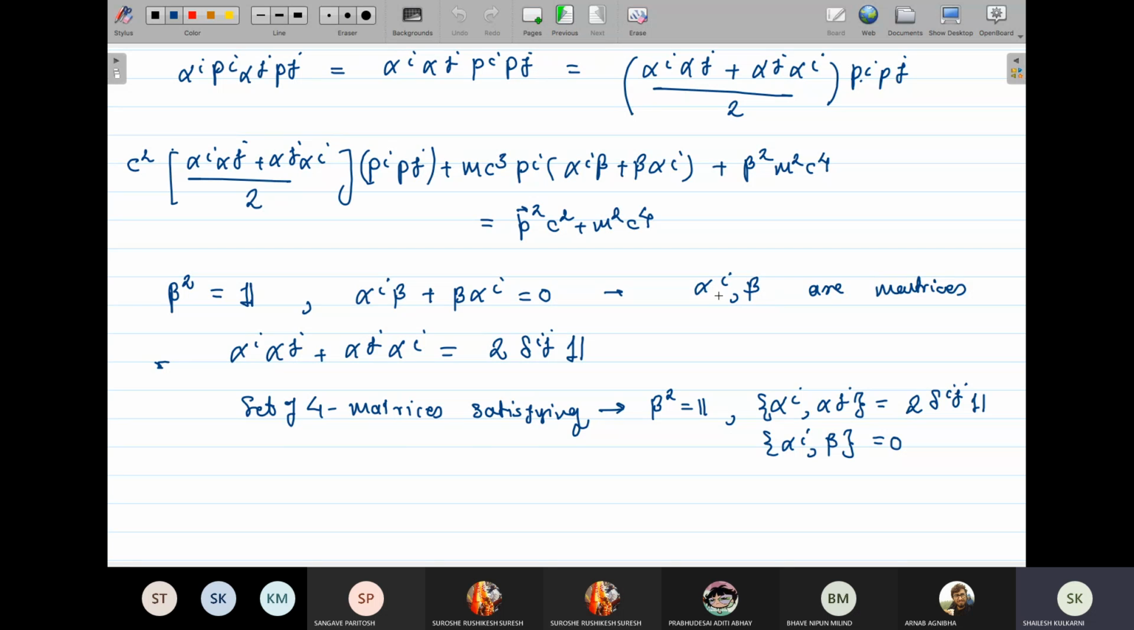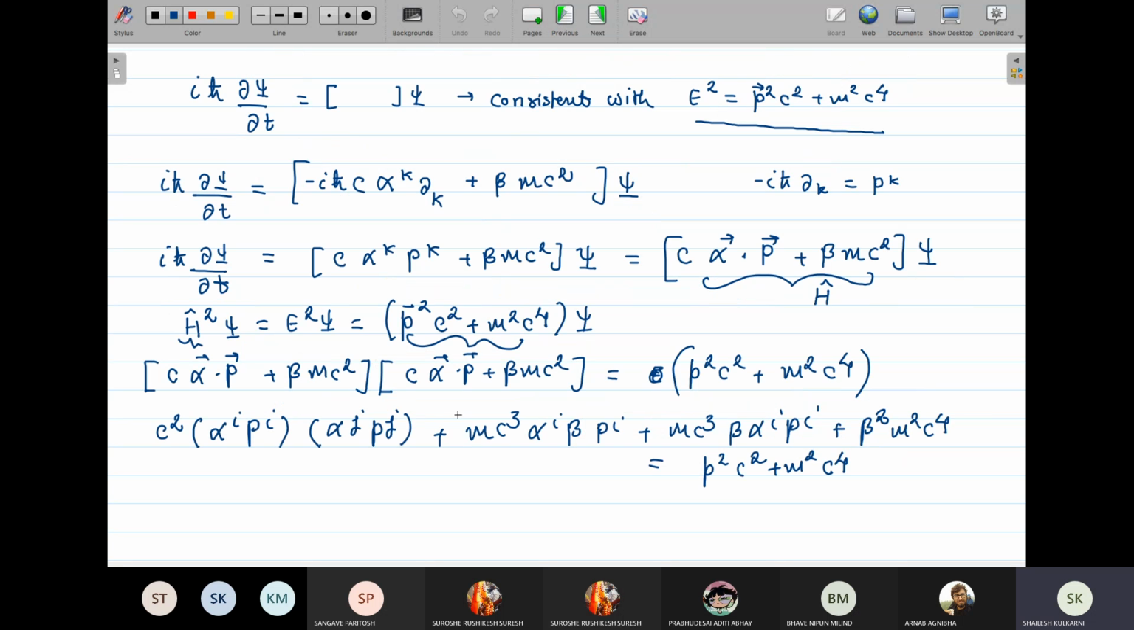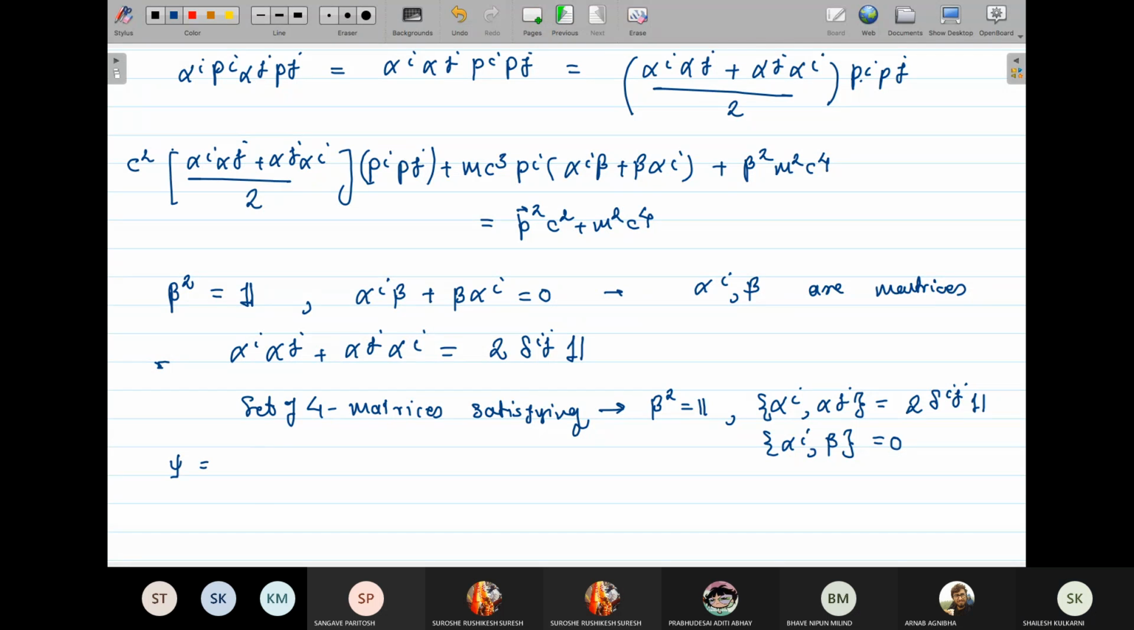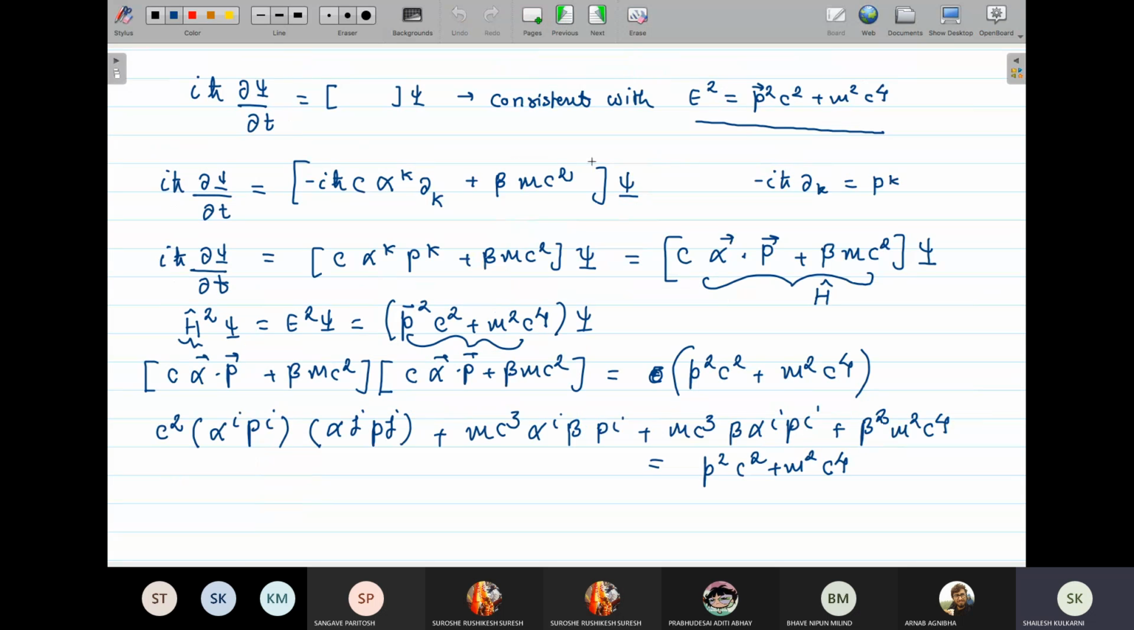So the fact that these alphas and betas are matrices immediately tells us that this psi here is not a usual function, right? It must be some component column vector function. I don't know what this column is, but in order to make sense of this equation, if these are matrices, then they should better act on a column vector. Clear?